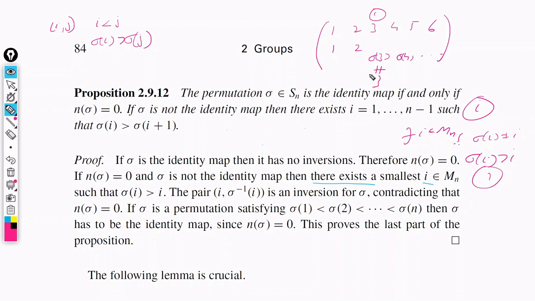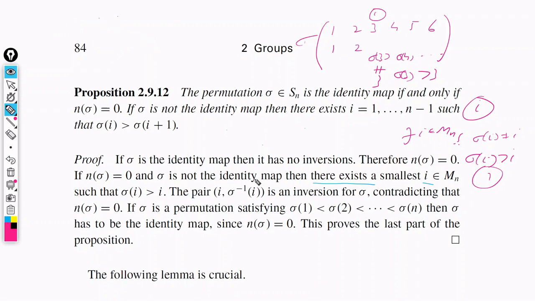Then it is clear that we cannot map sigma(3) to any of the numbers less than 3. Why? Because we know that sigma is a bijection. So we can map sigma(3) only to a number greater than 3, because we already used 1 and 2. So if sigma is not an identity map, there exists a smallest i such that sigma(i) is greater than i. In this example, such i is equal to 3, right? Of course, this 3 is the image of some number which is greater than 3. That means 3 is somewhere here. So what about the inverse of this 3? The inverse of 3 is greater than 3.